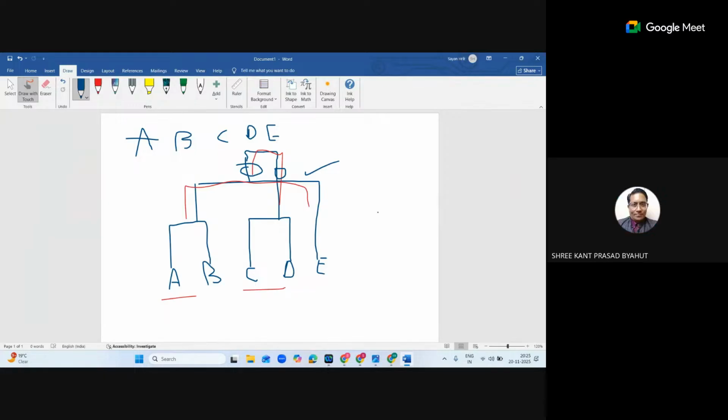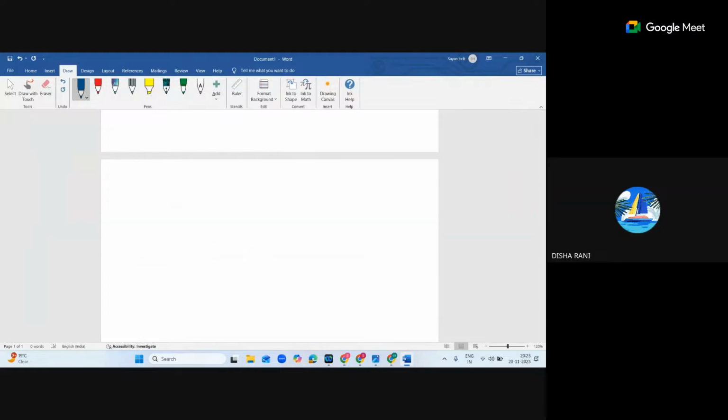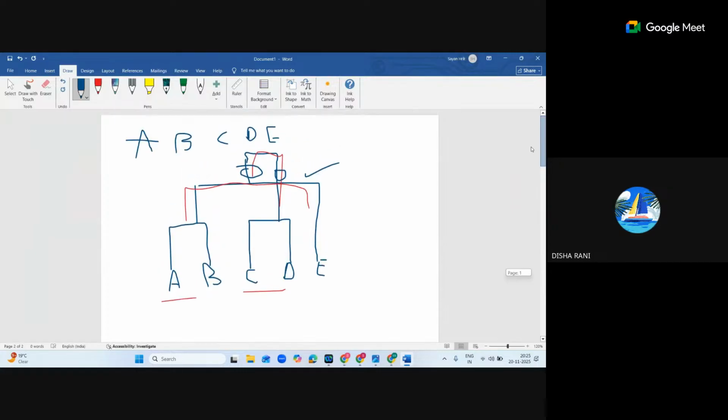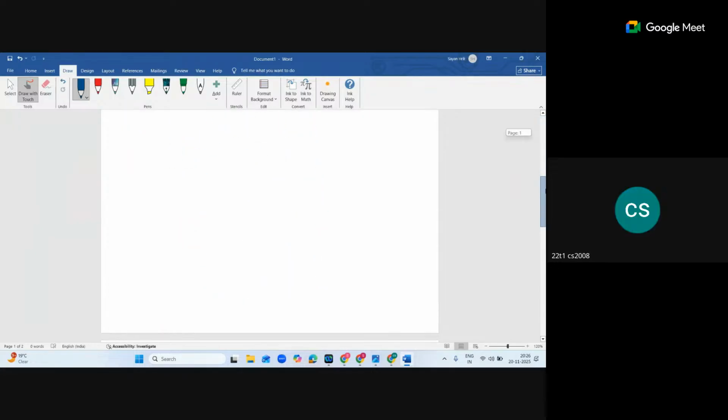Correct. Okay, one more example. Let's take just one more. Sir, do these two circles indicate K values? No, no, the circle was just for showing. The circle is not a part of it. That means these are K values. Yes, two Ks. Correct, K values. Okay, let's take one more example.